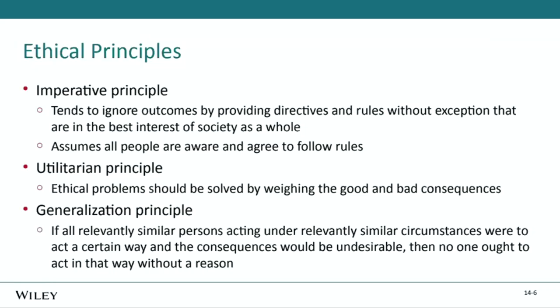That's the imperative principle. The classic utilitarian principle is that ethical problems should be solved by weighing the good and bad consequences. Okay, what has the greatest amount of utils? So you say, maybe doing this bad thing would be wrong, except in the end, it'll cause a lot of good. Well, that's the utilitarian principle. Then there's the generalization principle. If all relevantly similar persons acting under relevantly similar circumstances were to act a certain way and the consequences would be undesirable, then no one ought to act in that way without a reason. So that's the enunciation of the generalization principle.